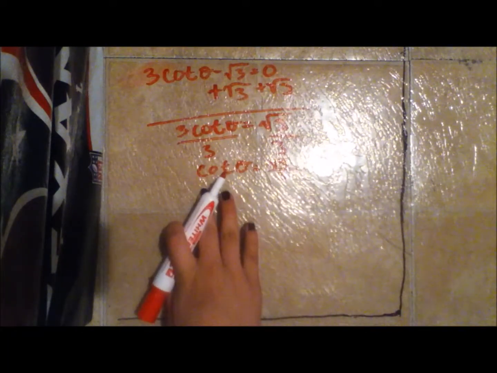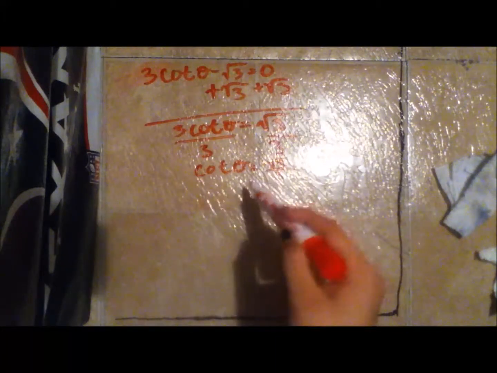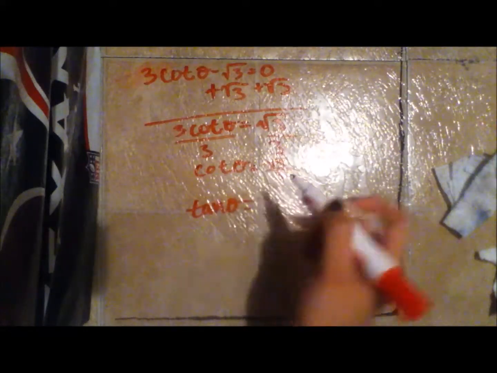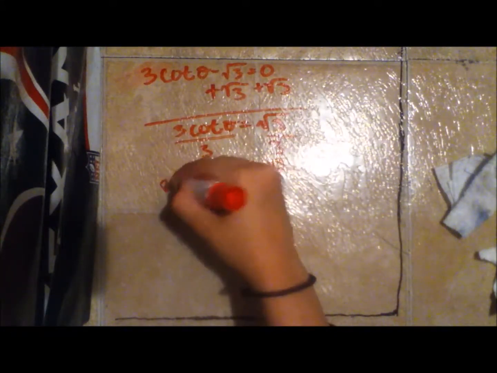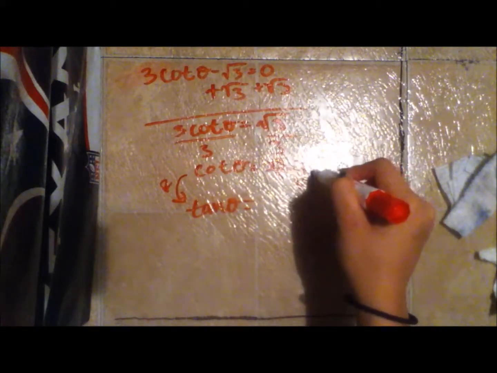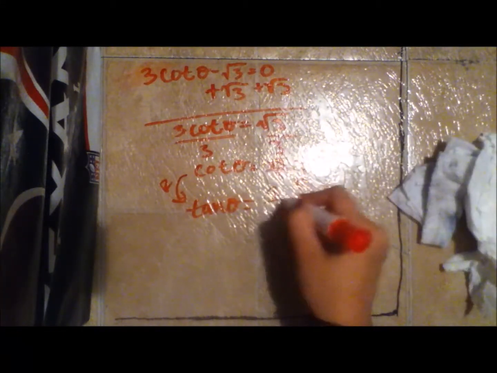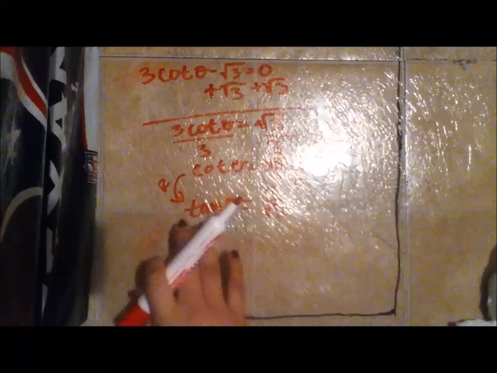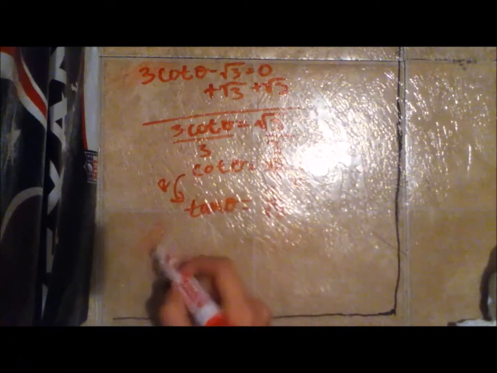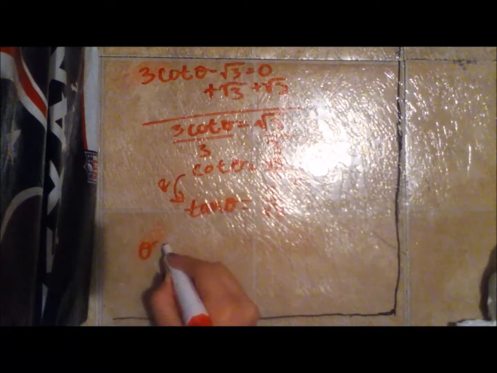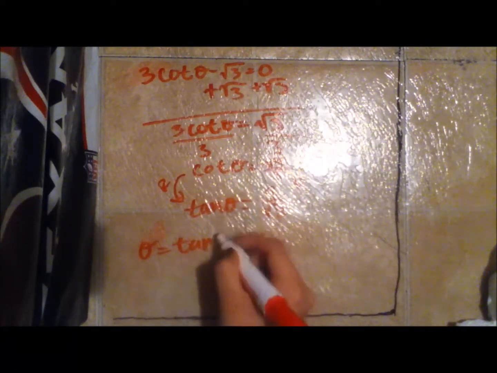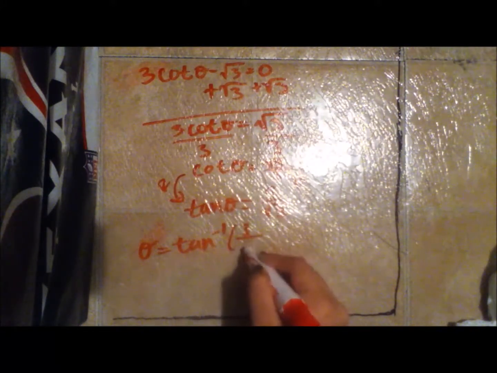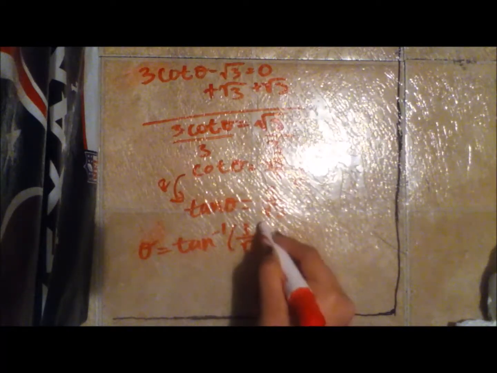You have to change cotangent. You find the reciprocal of cotangent, which is tangent theta. Whenever you take the reciprocal on one side, you have to do the reciprocal on the other side too, which will be 3 over the square root of 3. Remember that you have to leave theta alone. To do that, you move tangent to the other side, and you will be left with theta equals tangent to the power of negative 1 of 3 over the square root of 3.